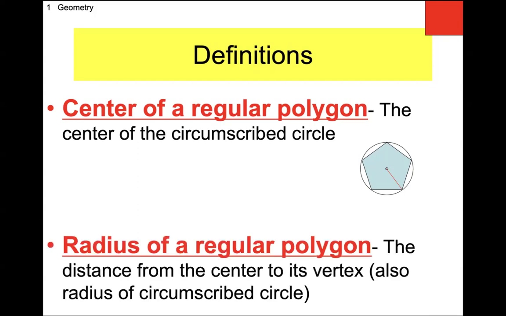So there's our next one, and it's called the radius. Not only is it the radius of the circle, it's also the radius of the regular polygon itself. And so we're going to call that the radius of the regular polygon, the distance from the center of the polygon to any one of the vertices of that regular polygon. And by the way, it's also the radius of the circle.